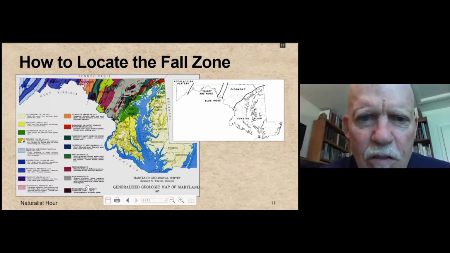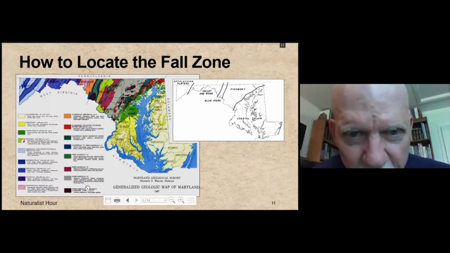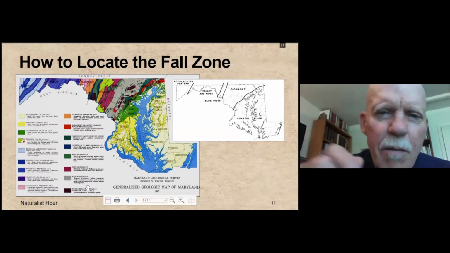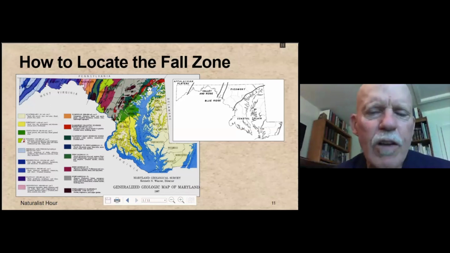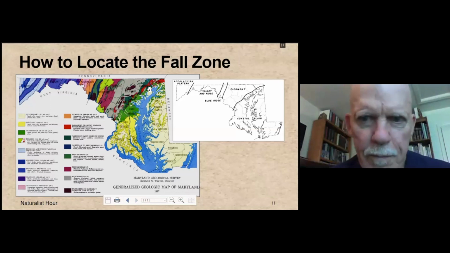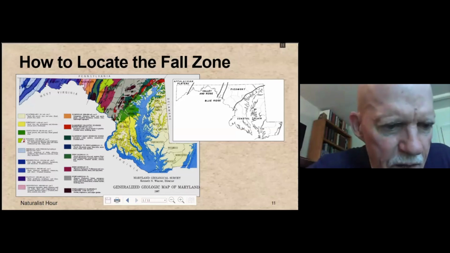So then you say, well, I know where that line is, more or less, convoluted as it is. So let's just imagine a band running through here, maybe 10 miles wide, and you can safely call that the fall zone. Okay, I think that's it.